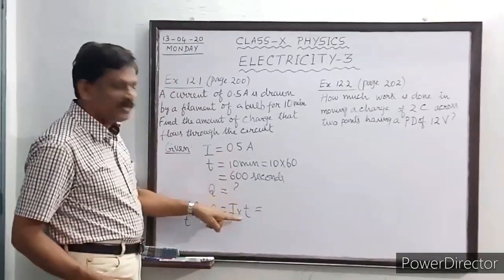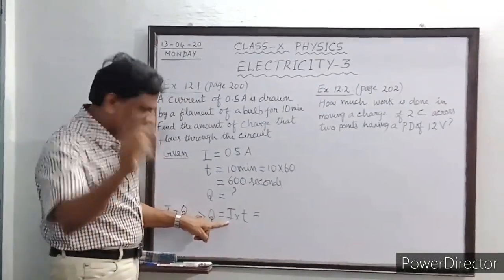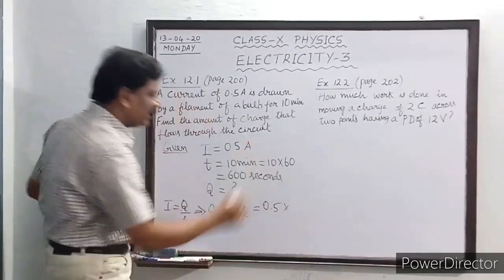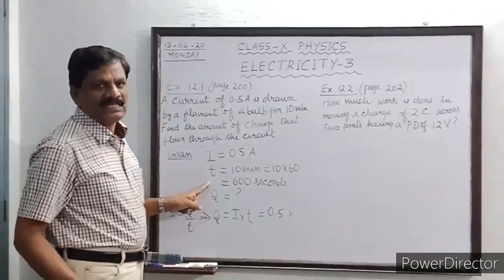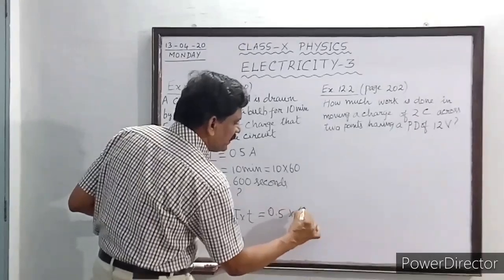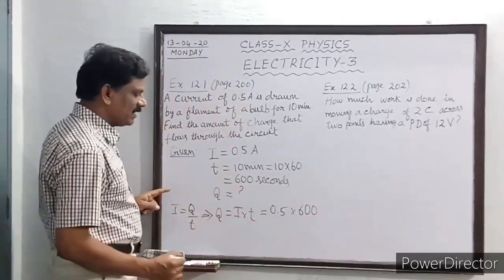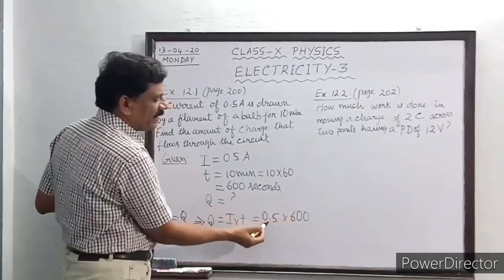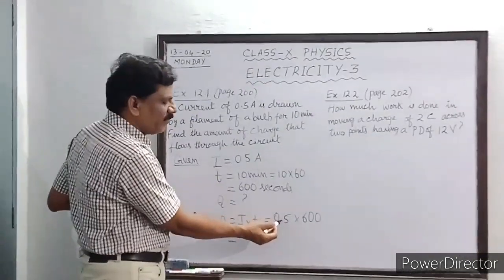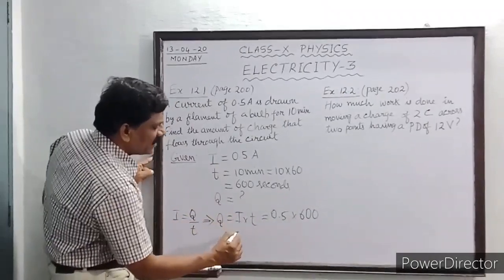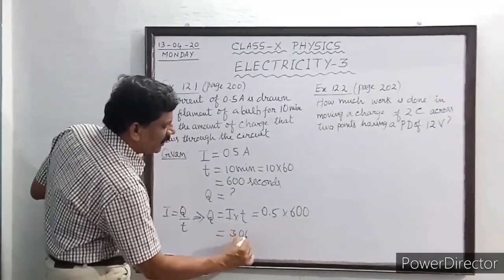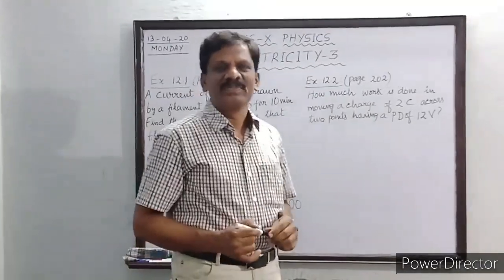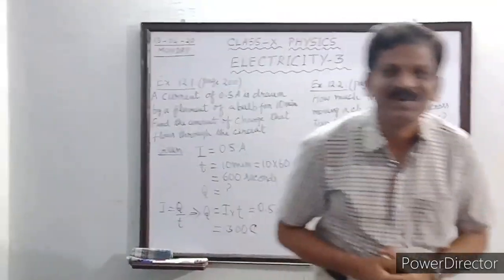So what is the value of I to be substituted? 0.5 ampere. So this is equal to 0.5 ampere into the time taken, which is 600 seconds. So the product is now equal to what? This 0.5 into 10 will cancel. This will become 5. So 5 into 60, this is equal to 300 coulomb. 300 coulomb.